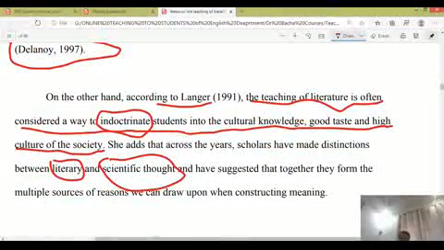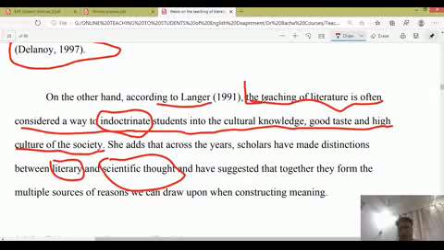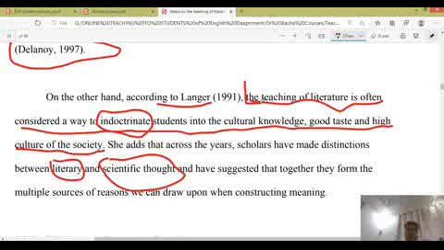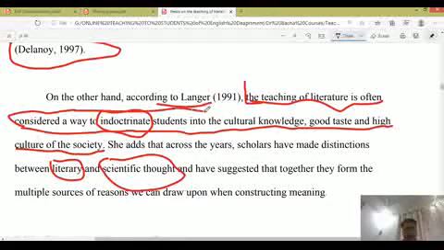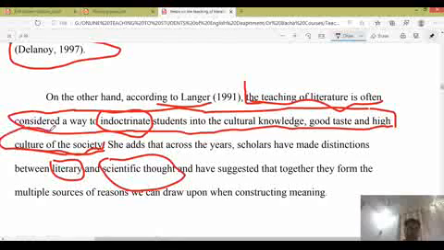according to this Lenga, the teaching of literature is often considered a way to indoctrinate. Look, I'm actually quoting what Lenga says, right? So you have to look at this particular part very carefully.